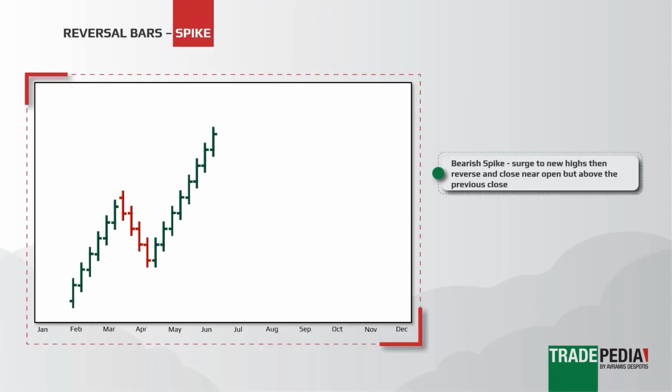The spike is the only reversal bar signal whereby the color remains the same. A bearish spike occurs at the market top and is recognized with prices surging to a new high, usually significantly higher than the previous trading day, only to reverse lower and close near the open level, but higher than the previous bar close.